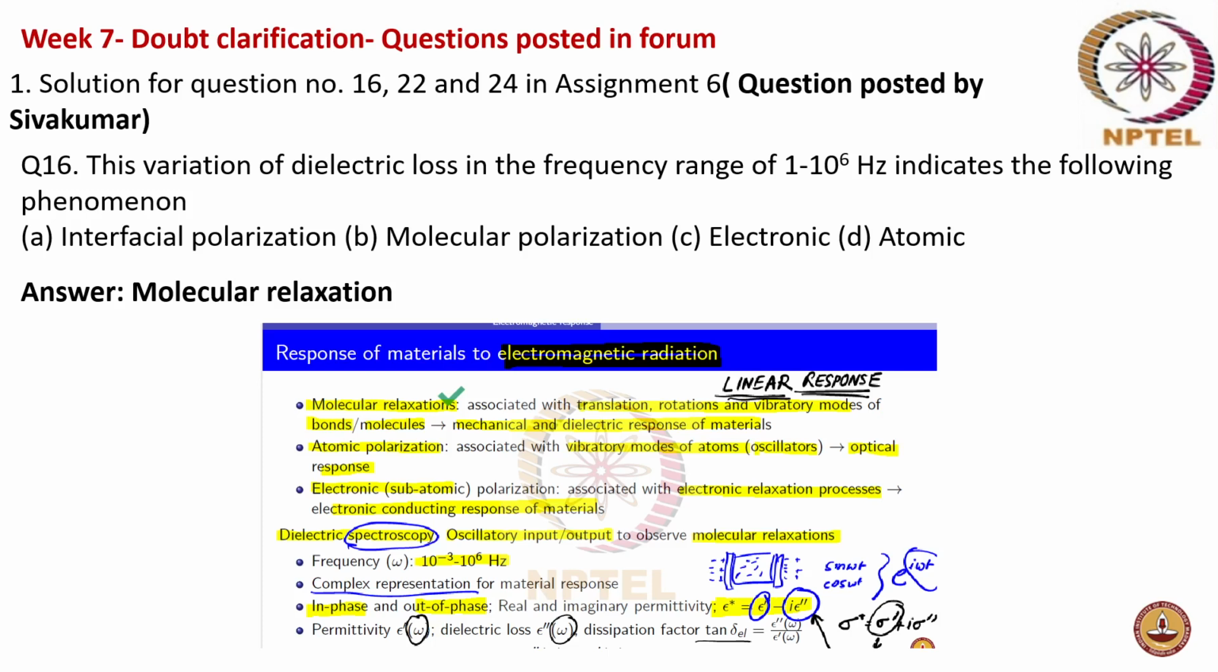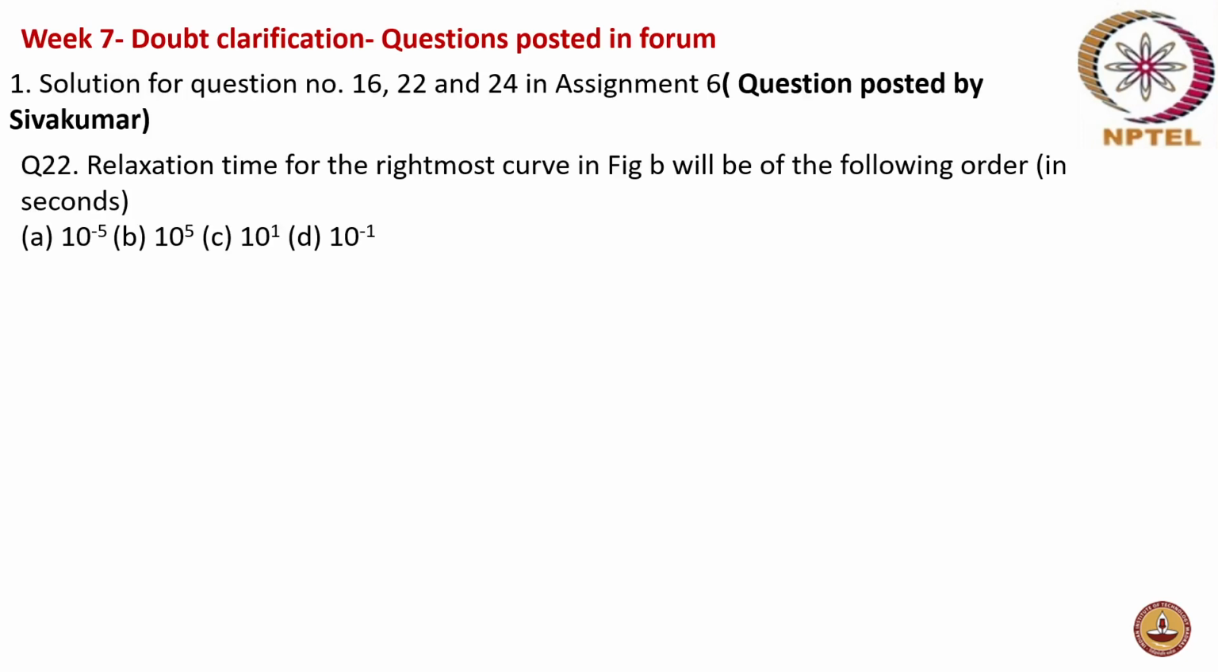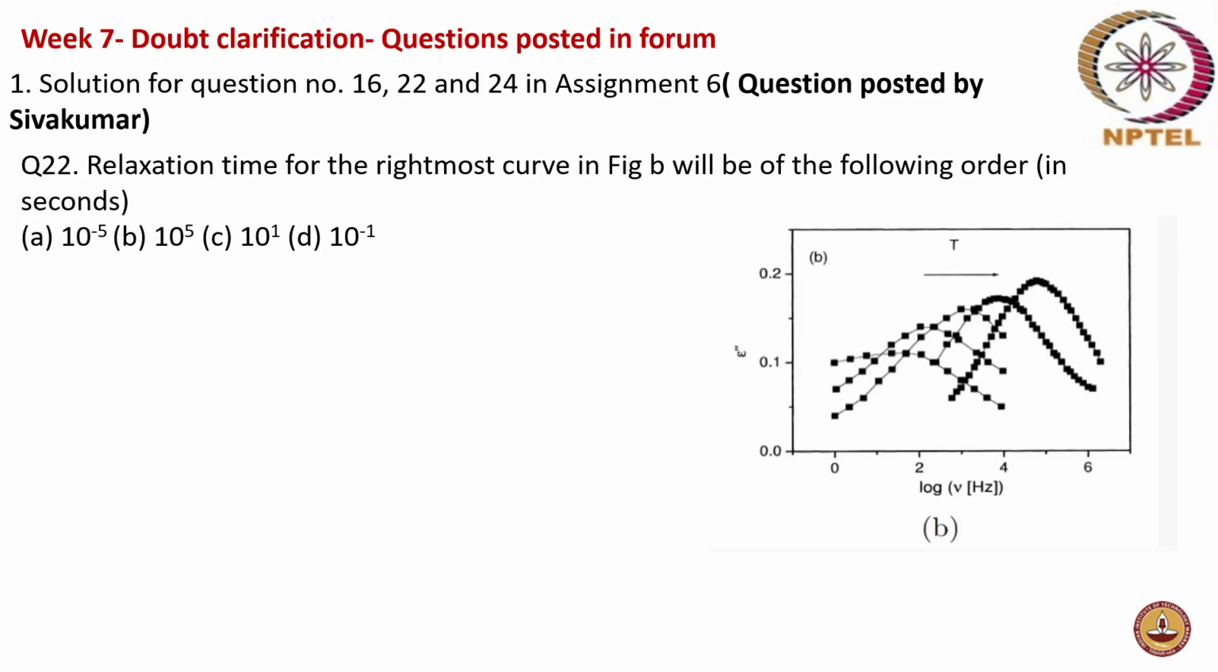Now question 22: the relaxation time for the rightmost curve in figure B will be of the order of what seconds? Will it be 10 power minus 5, 10 power 5, 10 power 1, or 10 power minus 1? This was figure B. The rightmost curve has values starting from approximately 2.8 or 3 to almost 6.5 or 6.6, right? Yes, ma'am.